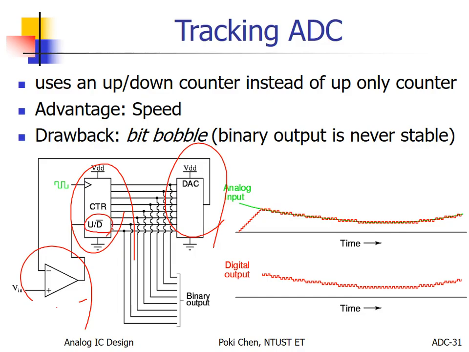Here. You need to count up and down, so you need an up-down counter. But for the first version, you only need an up counter. That's it. And how to control the up and down counting? Oh, simple, test again. Here.